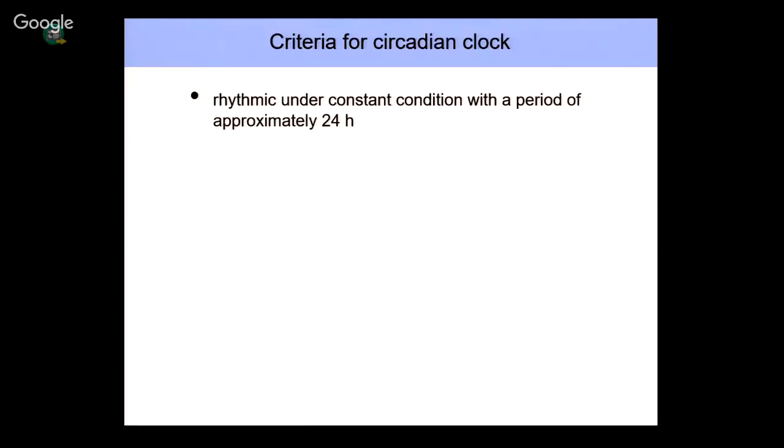And the most important thing is, because it will help us anticipate the change of the environment, it needs to be endogenously rhythmic. That means even in the constant condition, if you don't give the individual any hints, any environmental cue, this rhythm should still keep going. So, under the constant condition.